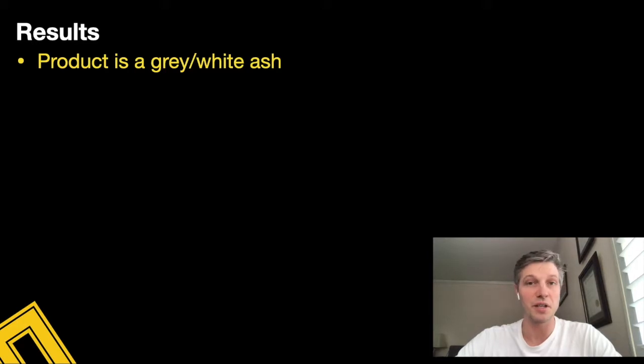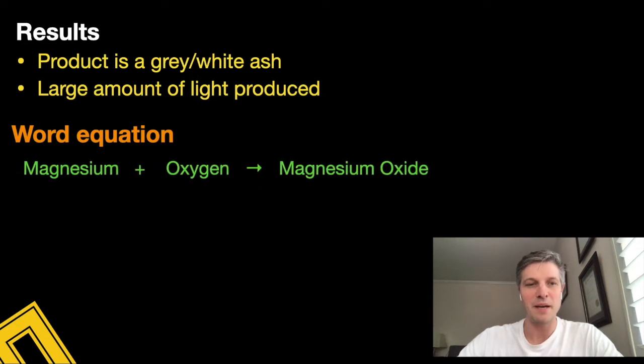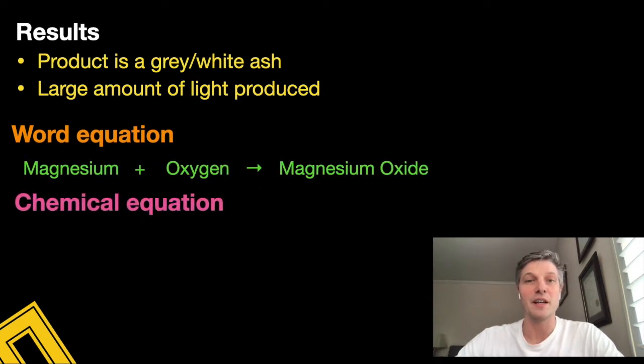This also tells us that a chemical reaction has happened. A large amount of light was produced, which tells us that it was exothermic as well, releasing that energy. So our word equation, I'd like you to have a go at magnesium and oxygen. Should be very simple, I would think. And then have a go at writing that chemical equation, making sure that it's balanced. So give that a pause now and have a go.